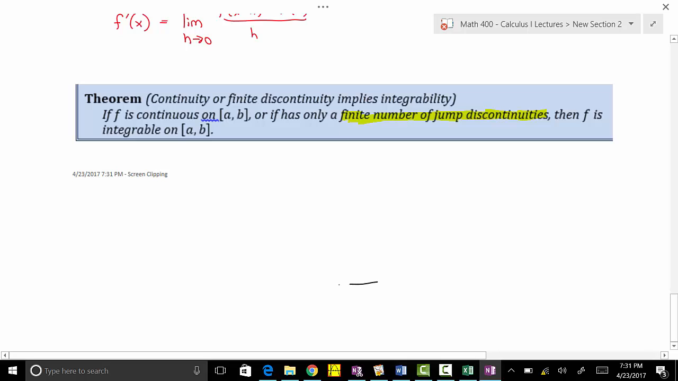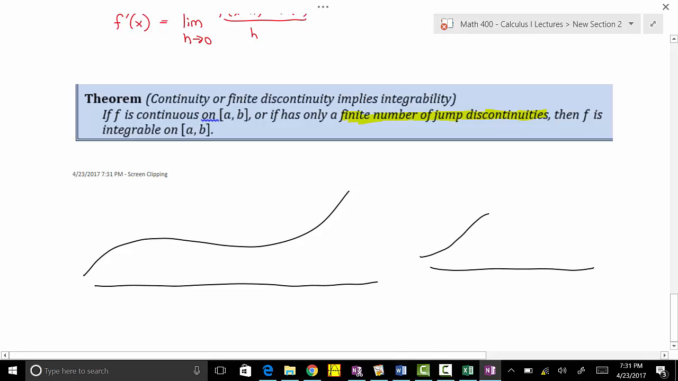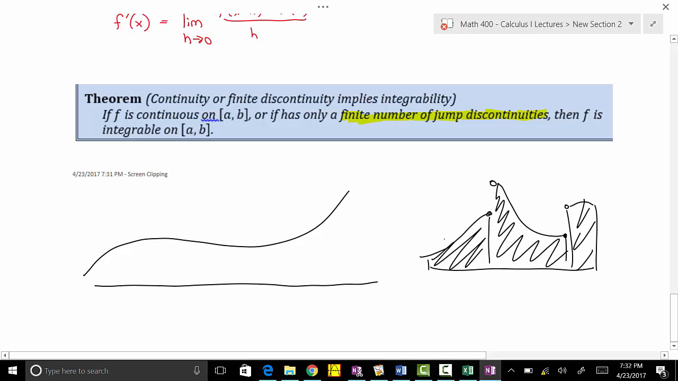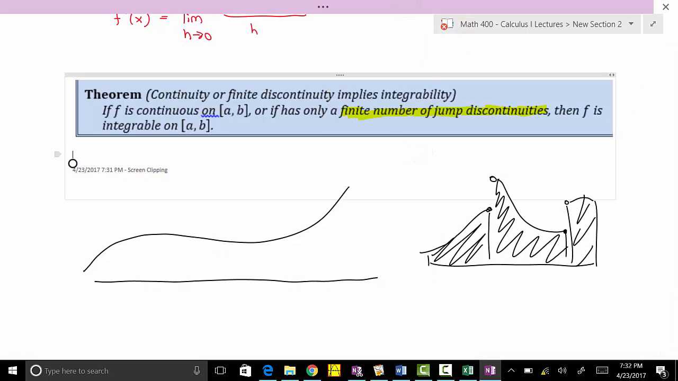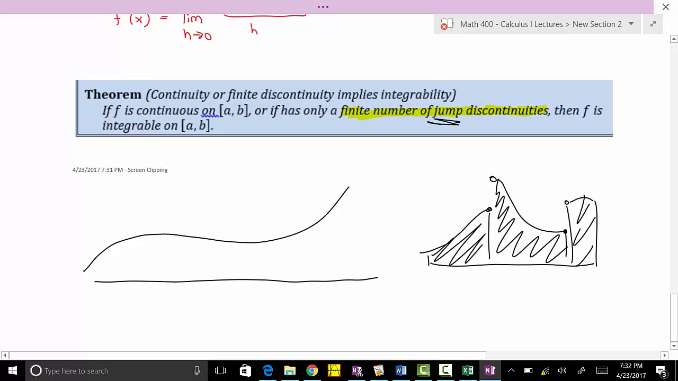A way you can visualize that is if I give you a continuous function, you can find the area underneath it. If I give you a discontinuous function, but it has jump discontinuities, like that, you can still find the area underneath it. I'm just shading them in, but you can find that area, as long as it has a finite number of jump discontinuities. It doesn't allow for infinite discontinuities, just jumps.